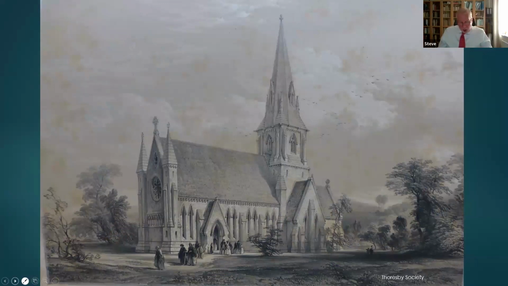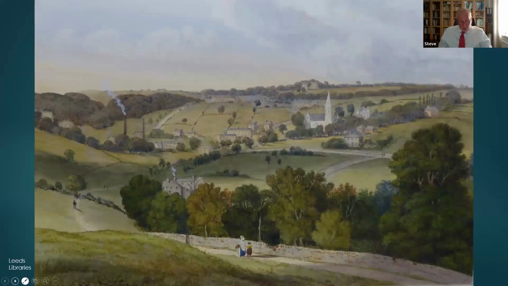Now, the Beckets weren't alone in identifying Meanwood as a pleasant place to live. A fabulous watercolour by Walter Braithwaite, which is kept in the strong room of the Leeds Local and Family History Library, shows you the mansion on the hill, the church, and also the area which was purchased by a man called Mr. Edward Oates.